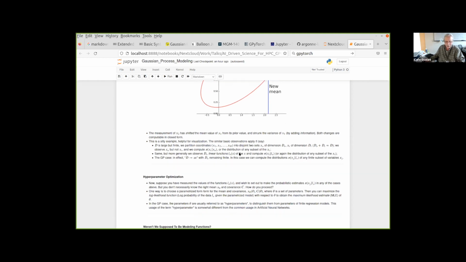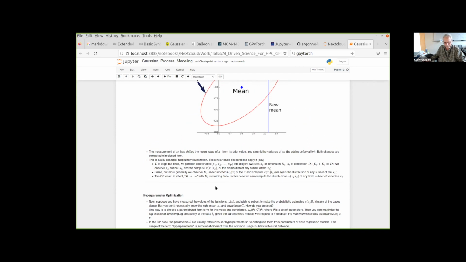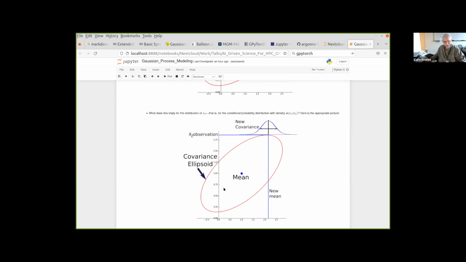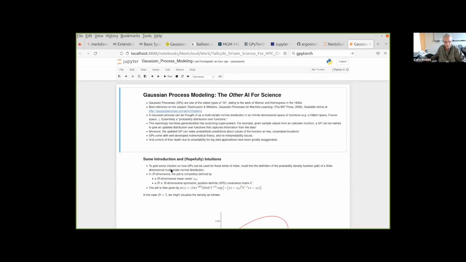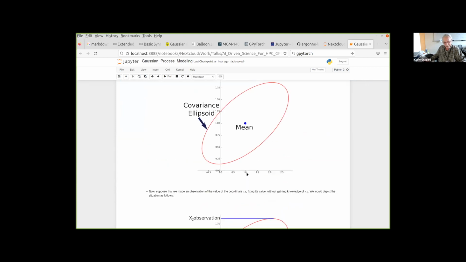Now, let me make just a quick side observation. This will turn out to be crucial. It has to do with hyperparameters. I don't want you to feel swindled here, but note that I did start with this mean vector and this covariance matrix.